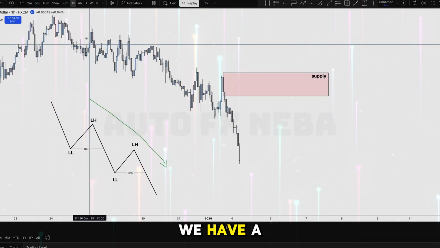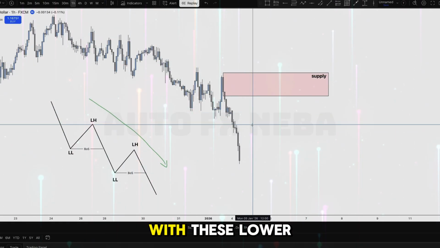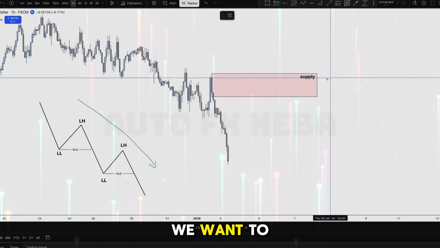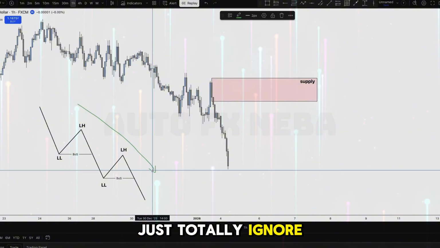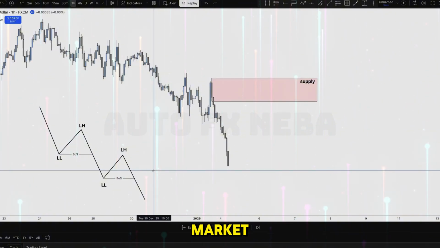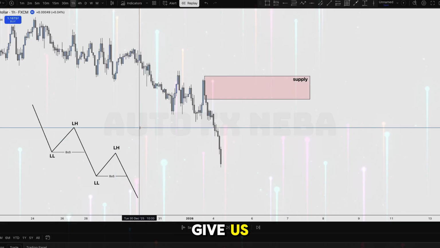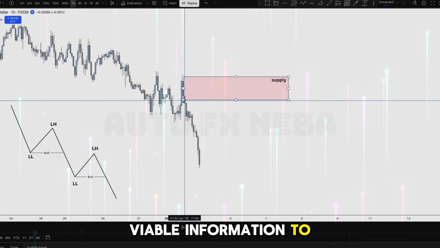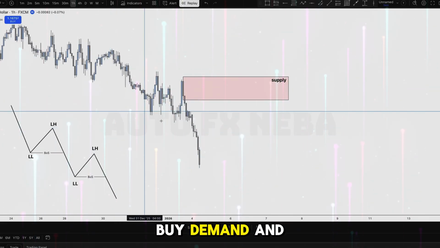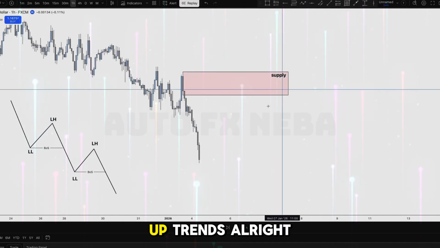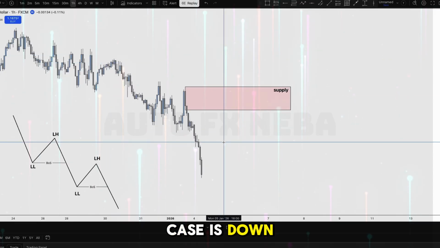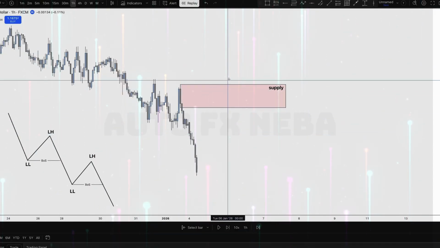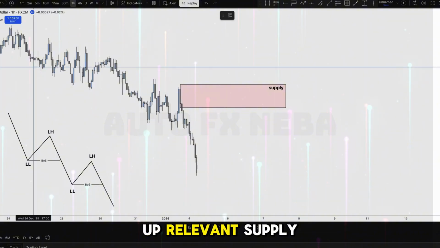So given that we have a downtrend in motion here with these lower lows and lower highs being printed, we want to focus on supply and we want to pretty much just totally ignore any demand zones that we may see in this market because they are not going to give us viable information to take trades. We don't want to buy demand in downtrends. We don't want to sell supply in uptrends, all right? So now that we've determined which way the market's going, which in this case is down, we understand we want to focus on supply. We would then get to marking up relevant supply zones.